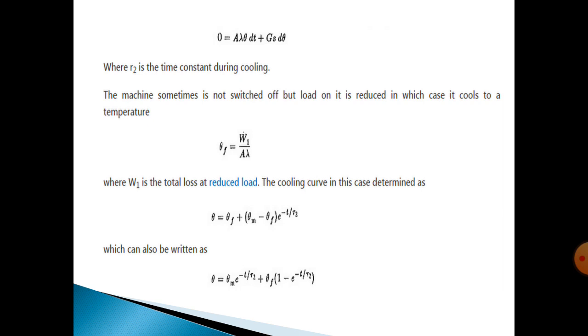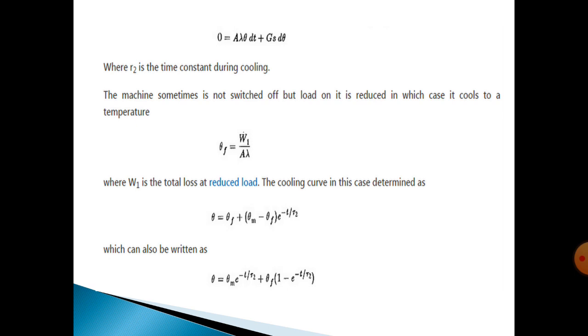So the power losses will be 0. So the total power loss W is equal to 0 in the heat power balance equation, equation number 1, which we already discussed. Substituting W is equal to 0 in equation 1, we get 0 is equal to A lambda theta into dt plus Gs into d theta. In this cooling curve, we take a cooling time constant tau 2. Theta f means the falling temperature, so theta f is equal to W1 divided by A lambda.